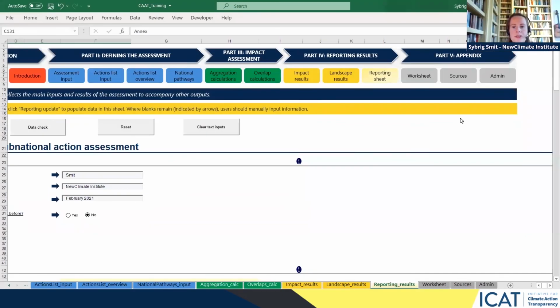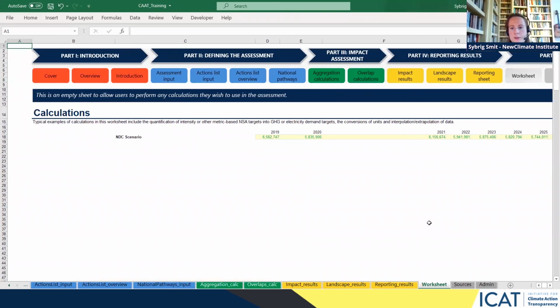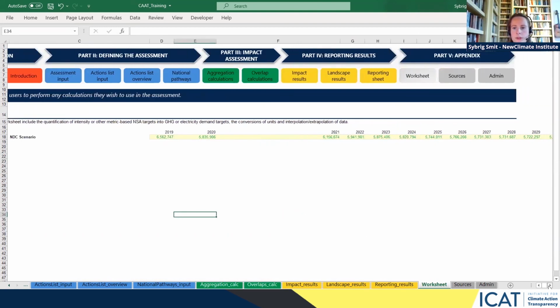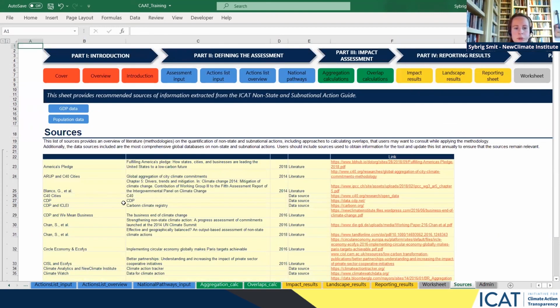In the final part of the tool, the appendix, a few remaining sheets are, like I've explained before, in the worksheet, users can perform separate calculations that are needed elsewhere, or for example, in my case, store an NDC scenario or any other emission scenario. In the sources, we provide useful sources that can be used to find more information about SIP and non-state actions.